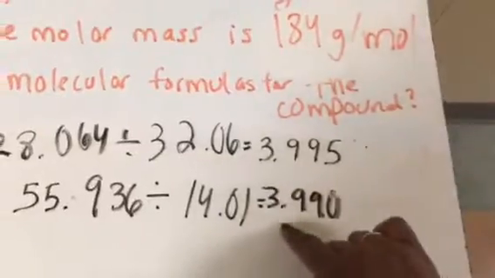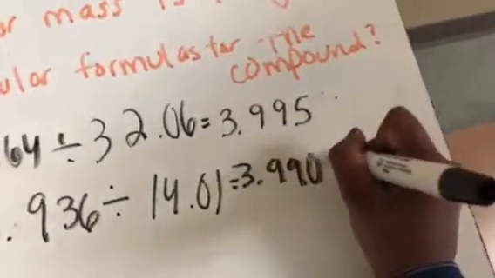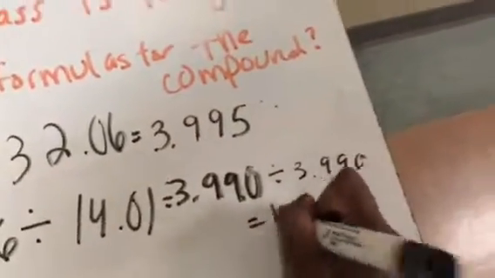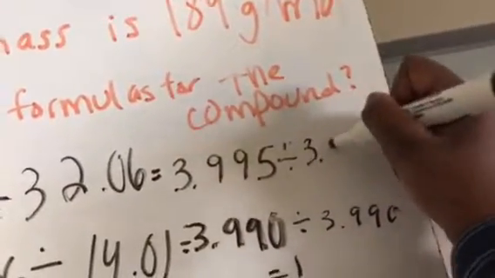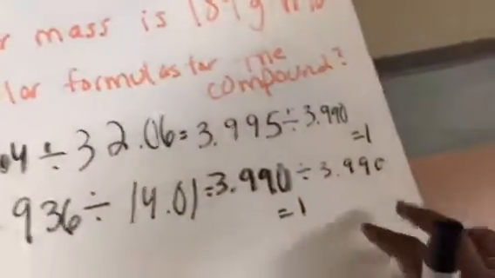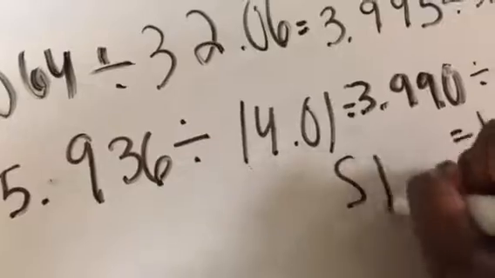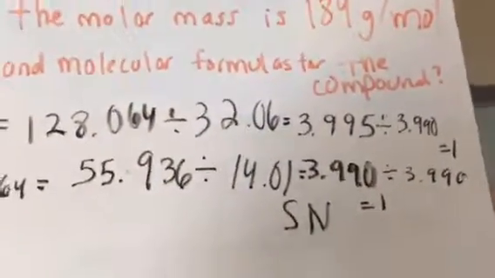To find the empirical formula, first we have to divide by the lowest value we have here. The lowest value, as you can see, is 3.990, so we divide this by itself first, and that becomes 1. And then you divide the other by the same number, and that becomes very close to 1. So our empirical formula, 1-to-1, is just SN. Okay? And now we're going to find the molecular formula.